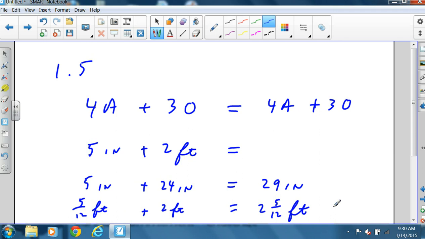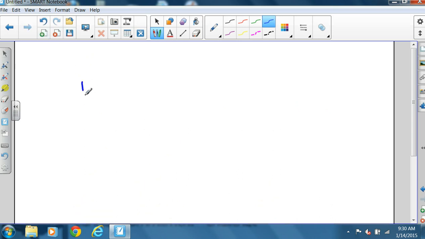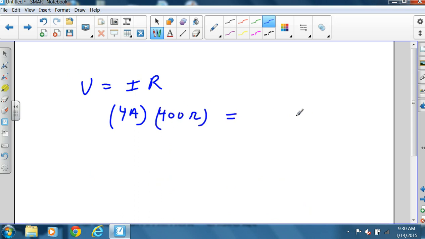Can I multiply things if I have different units? Yeah, of course. Voltage is current times resistance. So I can have 5 amps, and I can have 400 ohms, and I can have a voltage that's 2000 volts. So I can multiply things with different units, but I can't add and I can't subtract things with different units.